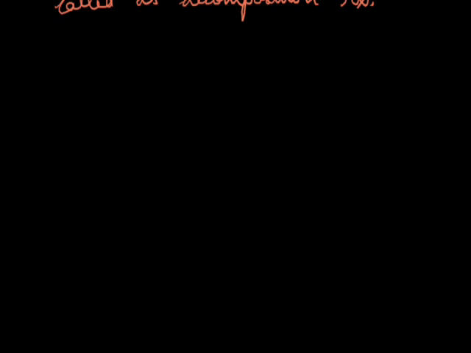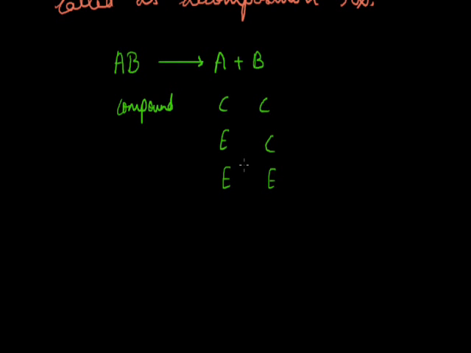Now, decomposition reaction symbolically: suppose there is a compound AB, then it will decompose into A plus B. Here AB is always a compound, but the products formed can be either compound or element, or both of them can be elements. There can be chances that a certain compound forms only two different compounds, or it can form two different elements. So these are various categories of the decomposition reaction. Now we'll understand this by taking some examples.